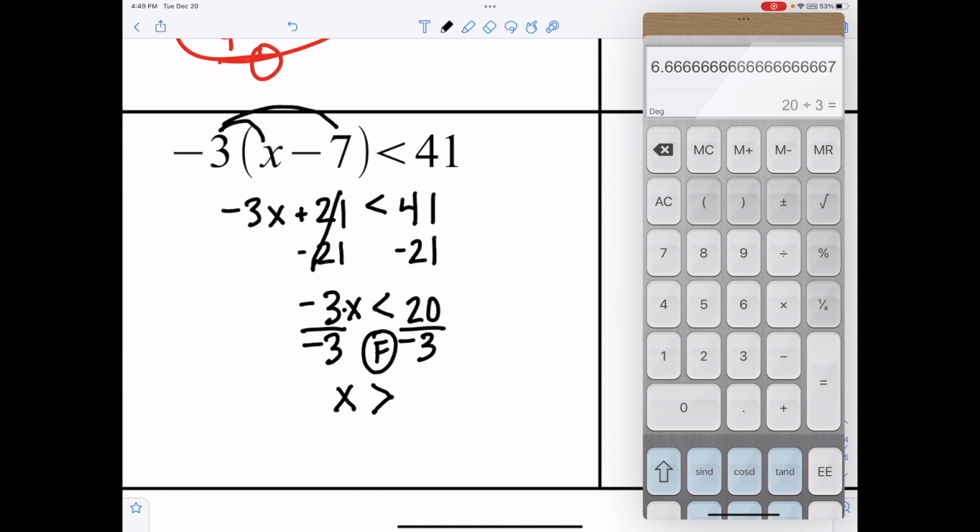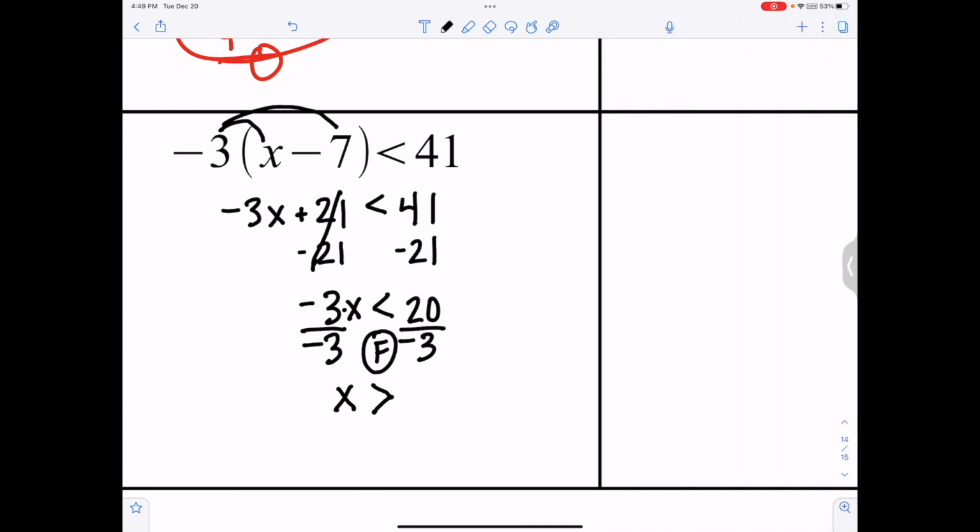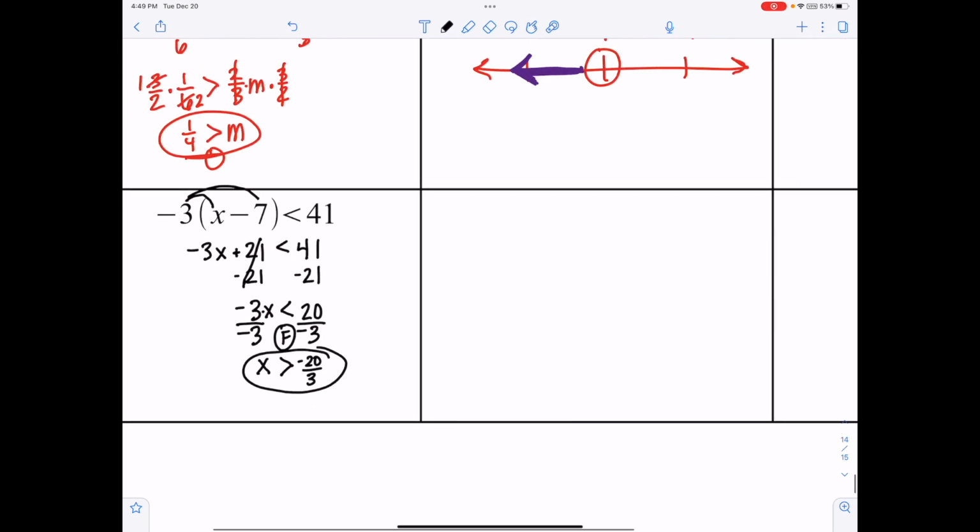Let's see. Yep, we have a repeating decimal, so we have to just keep it as negative 20/3. All right, so here is what x is greater than. Let's go ahead and graph it. So we put our target number first, negative 20/3. And then we're going to draw our line. This is a little bit annoying because it's hard to understand what 20/3 is, so we're going to have to think about that as a mixed number in a minute.